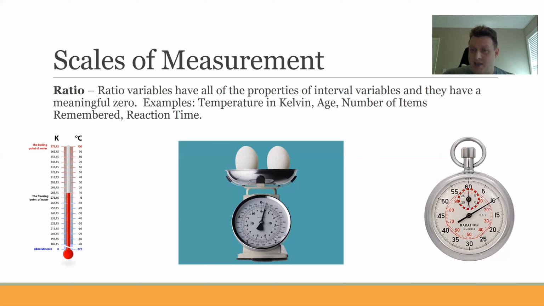Let's say we're looking at reaction time. Something that takes 40 seconds takes double the amount of time that something that takes 20 seconds does. So ratios for a ratio scale of measurement, like what I was talking about, double the amount and so forth, make sense, but only for ratio scales of measurement.